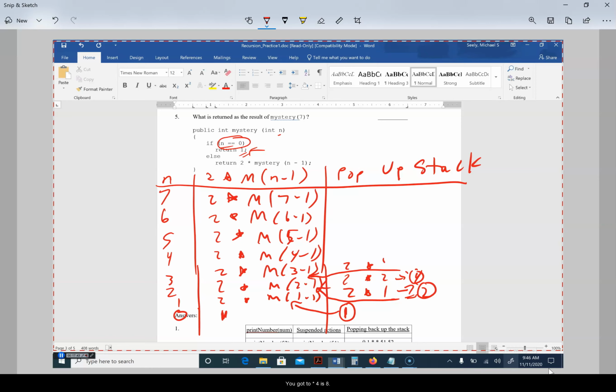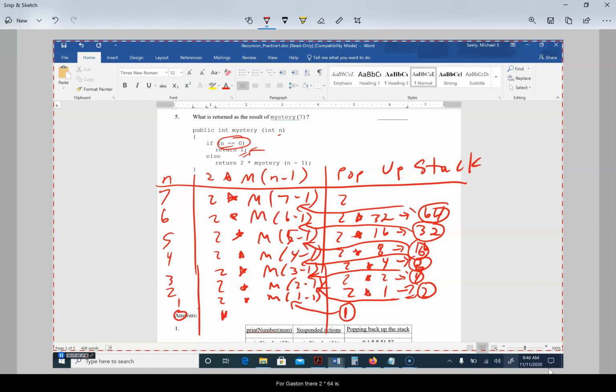So you've got 2 times 4 is 8. 8 gets thrown into here, so you've got 2 times 8 is 16. 16 gets thrown in there. 2 times 16 is 32. 32 gets plugged into there. 2 times 32 is 64. 64 gets thrown in there. 2 times 64 is 128. Okay, so final answer 128.